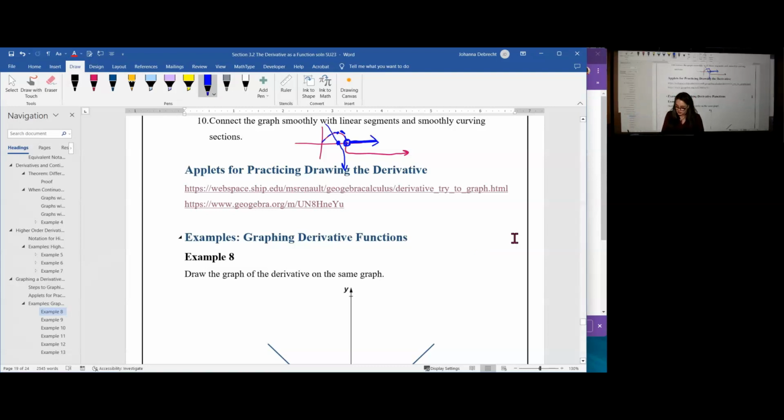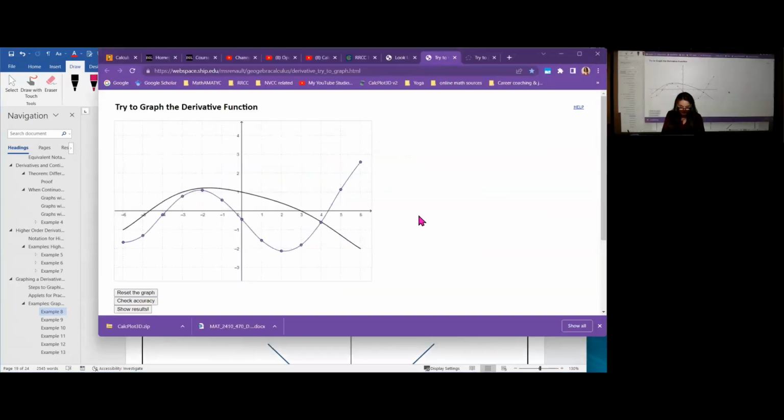I'm going to go to the first one, and we're going to take a look at graphing the derivative. You'll see here it says reset the graph, which will give you a different function, check accuracy, which will let you know, and show the results.